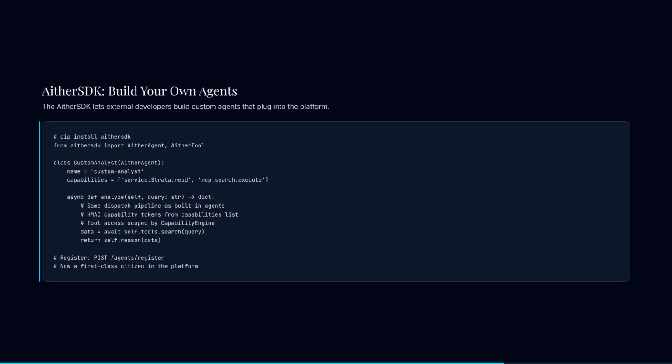Your custom agent uses the same dispatch pipeline, the same security model, the same audit trail. Register it via the Genesis API and it becomes a first-class citizen. Same security, same tools, same coordination, just your logic.